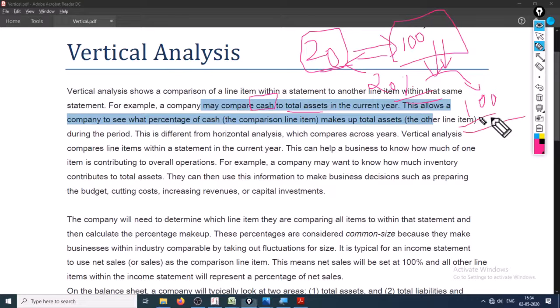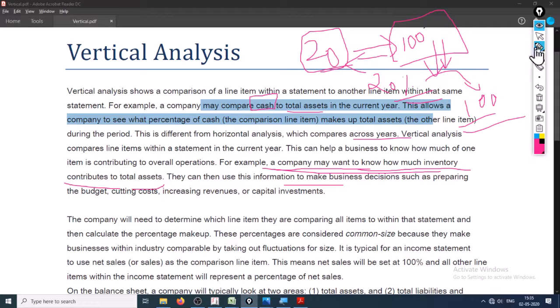So basically this is the default percentage format of Tally that I just showed you, if you remember, but if you don't remember, that is totally okay. Hence this is compared across here. A company may want to know how much inventory contributes to total assets.